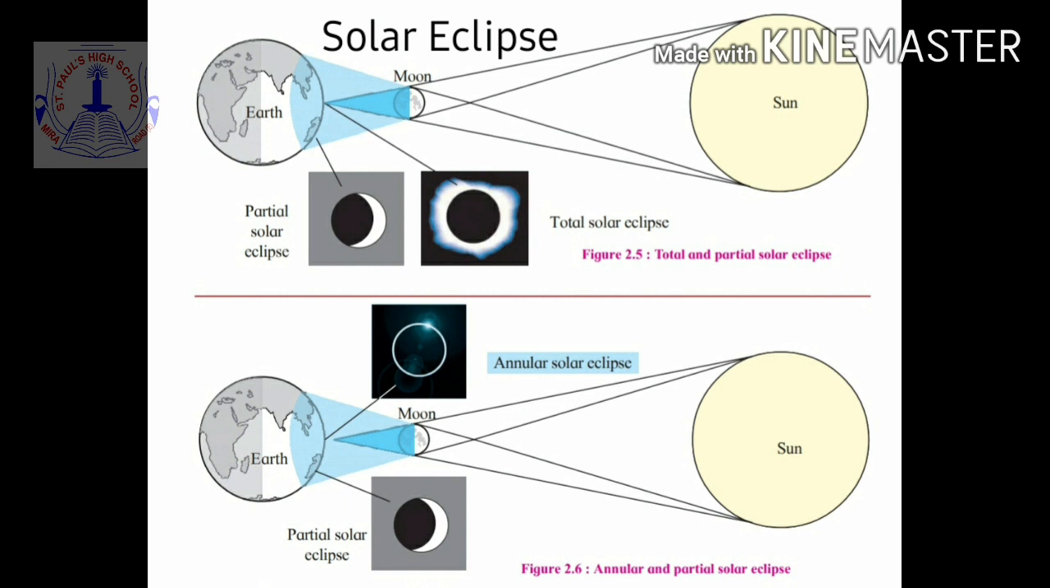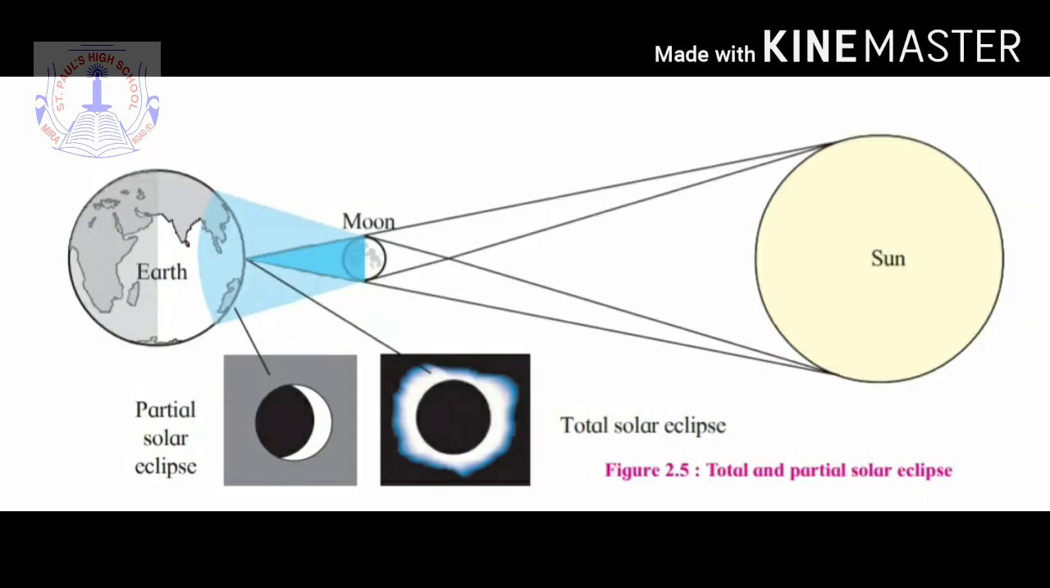There are two phases of solar eclipse: total and partial solar eclipse, and annular and partial solar eclipse. First we see total and partial solar eclipse. If the moon is between the sun and the earth, the shadow of the moon falls on the earth. At such a time, these three celestial objects are on the same plane and fall in one line. Hence, the place on the earth where the moon's shadow falls experiences a solar eclipse.